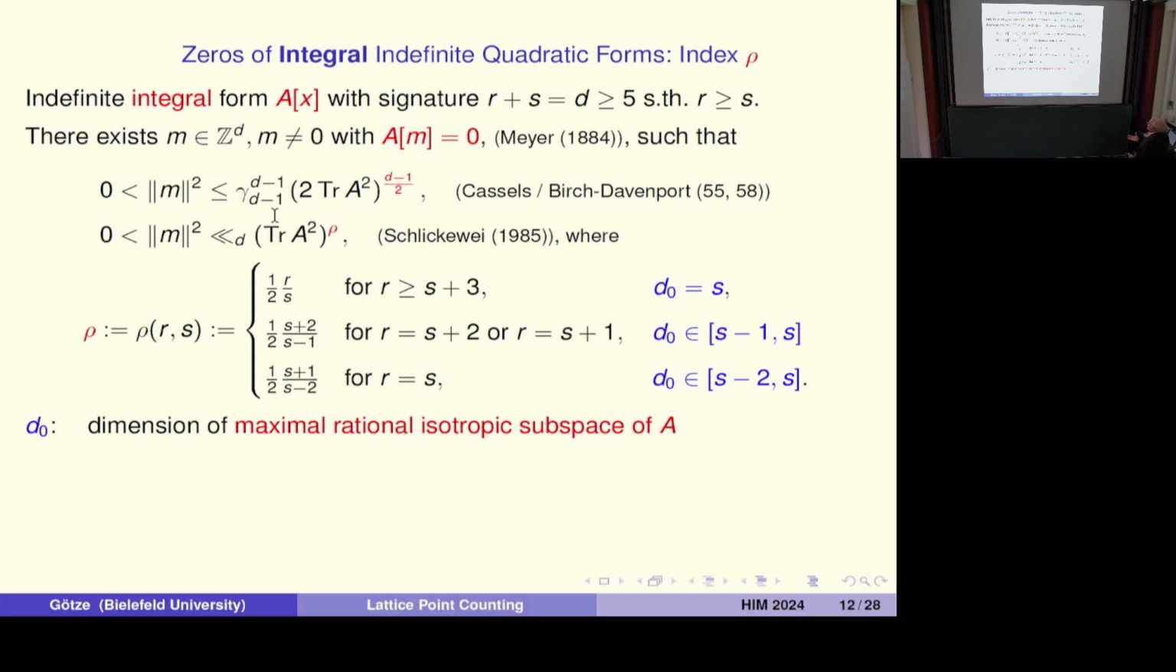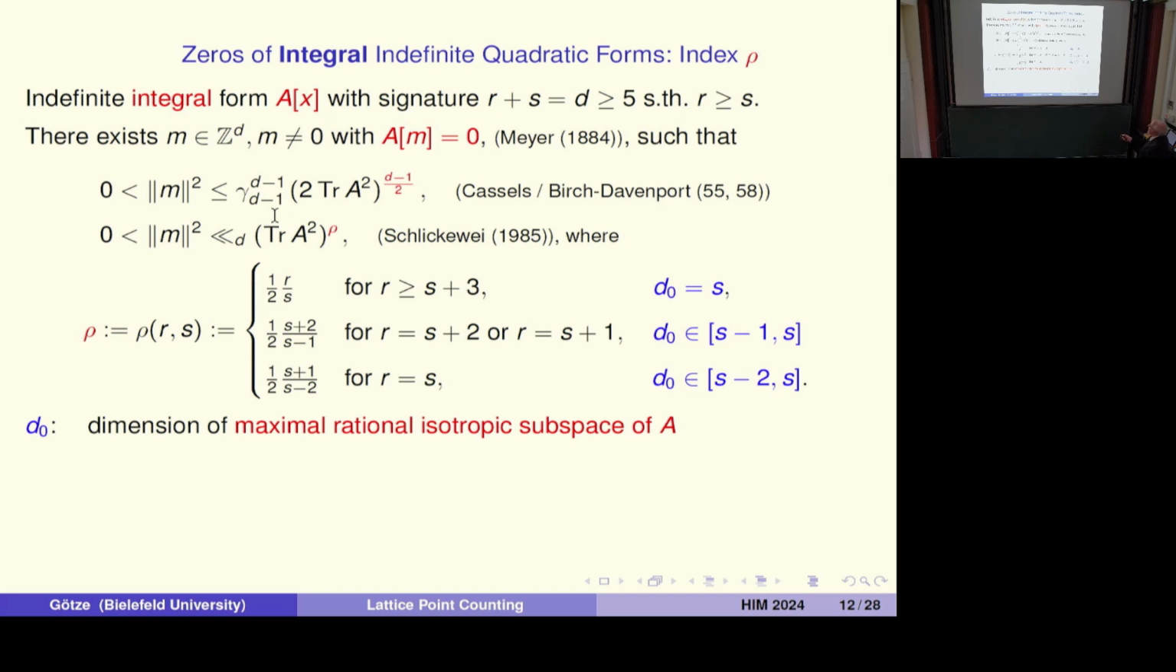There is one philosophy. If you try to solve these questions for forms with real coefficients, first try the classical ones, quadratic forms with integer coefficients. They have actually zeros, starting at dimension 5 for indefinite forms. This is a very old result by Meyer, 1884. There exists always one.